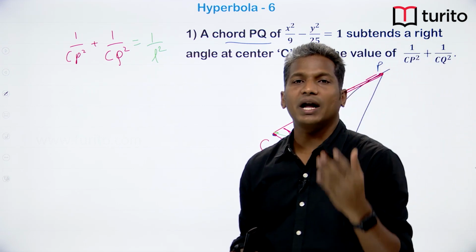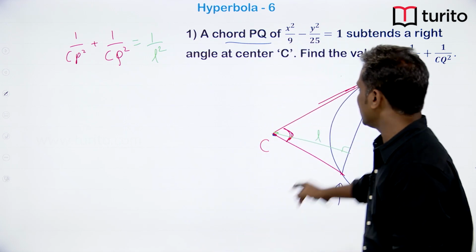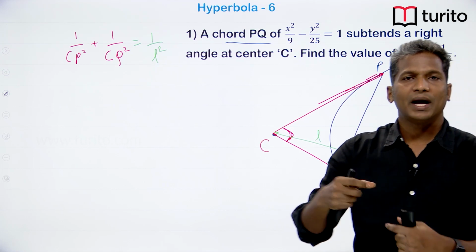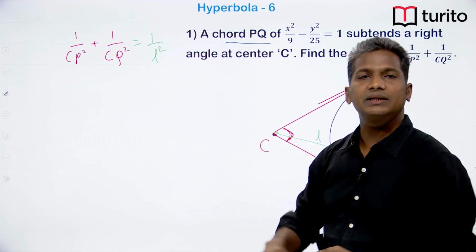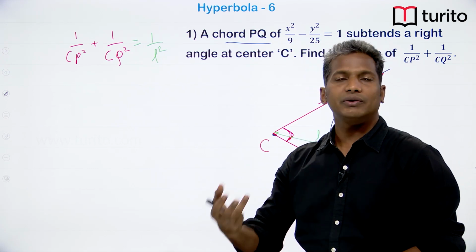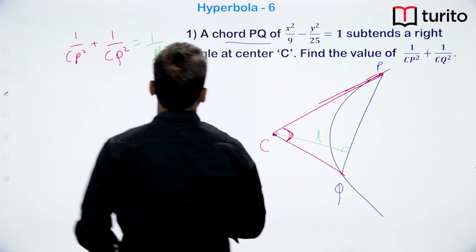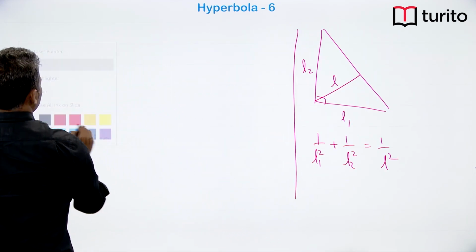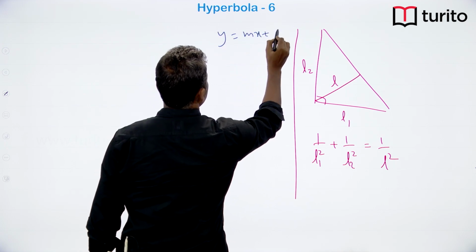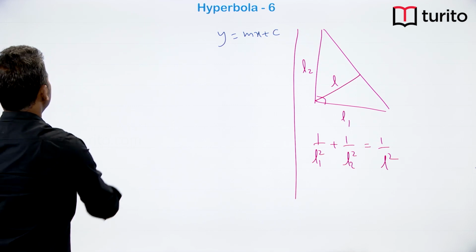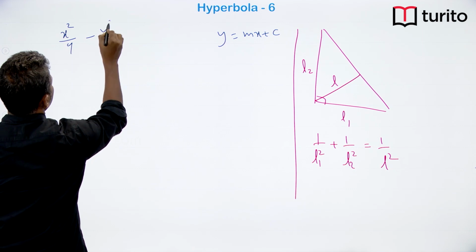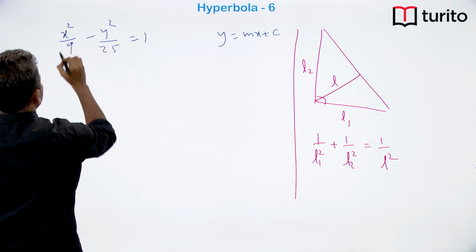If you are willing to try, you can also try it by taking P as eccentric angle alpha, Q as eccentric angle beta, and then try to generate the condition and solve it. But that is left to you, it is going to be a long method. I am going to give you a better method. Suppose I take the chord as y equal to mx plus c, and the curve is x square by 9 minus y square by 25 equal to 1.